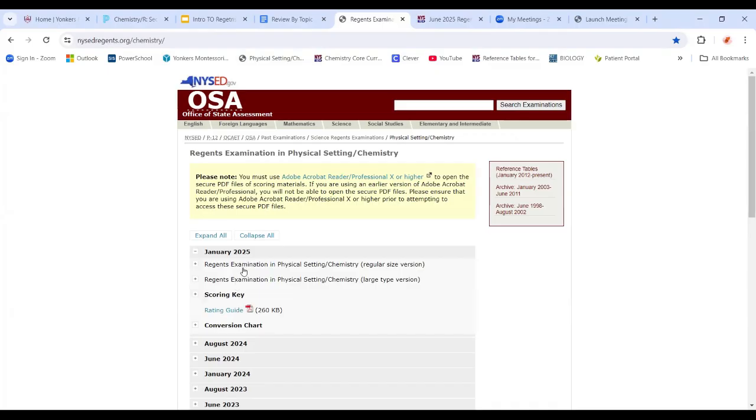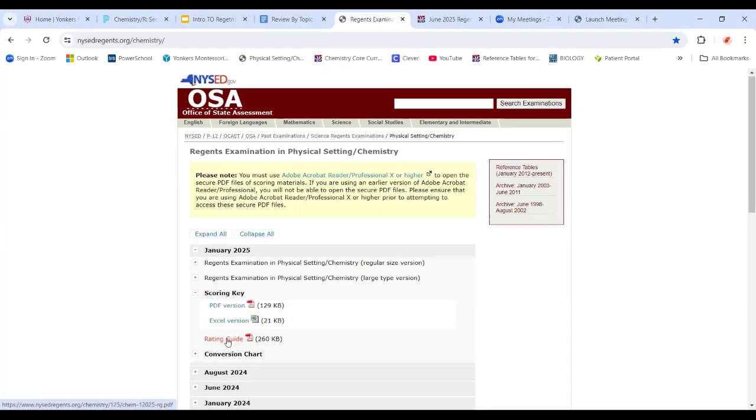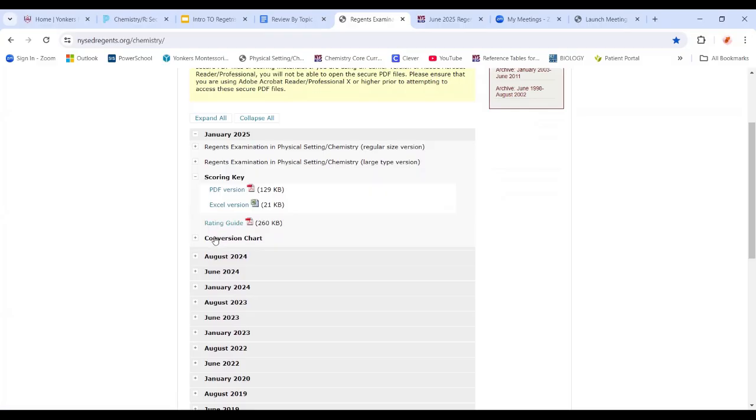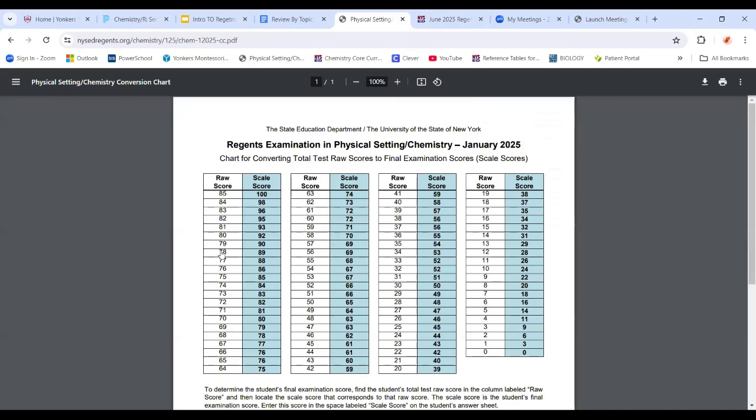So you have the test and the answer booklet that you would have gotten when you were taking the test. You have 2 different kinds of scoring keys here. This one is the multiple choice, the PDF doc under scoring key, and the rating guide is the short answer. And then you also have something called a conversion chart. So that's what I want to look at with you right now.